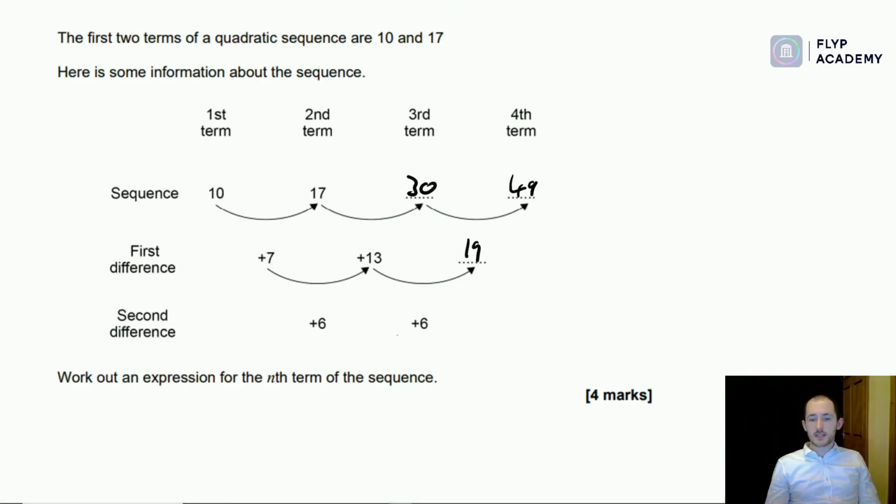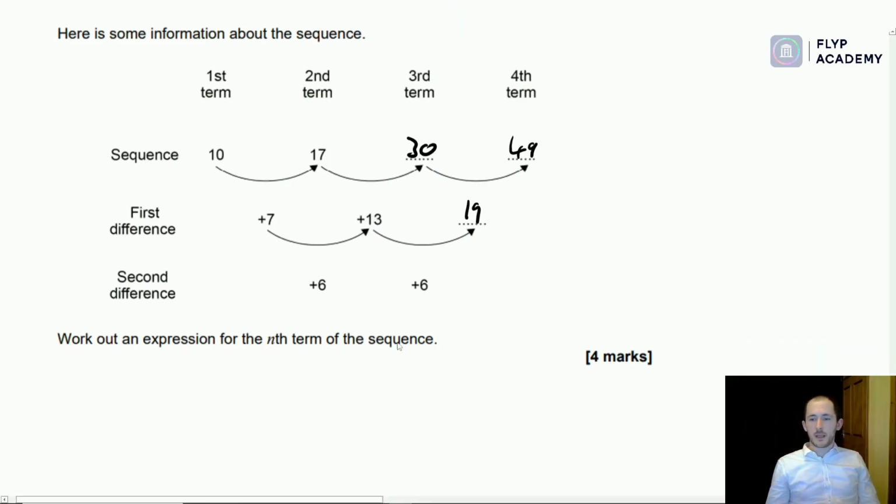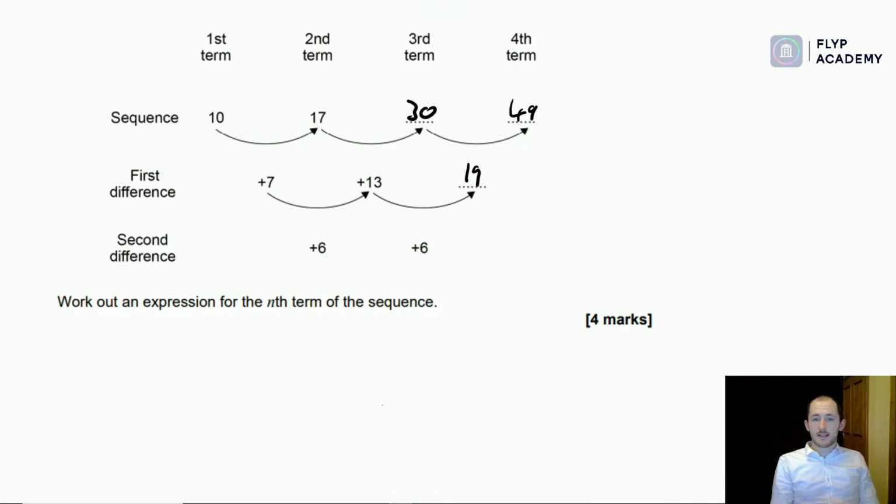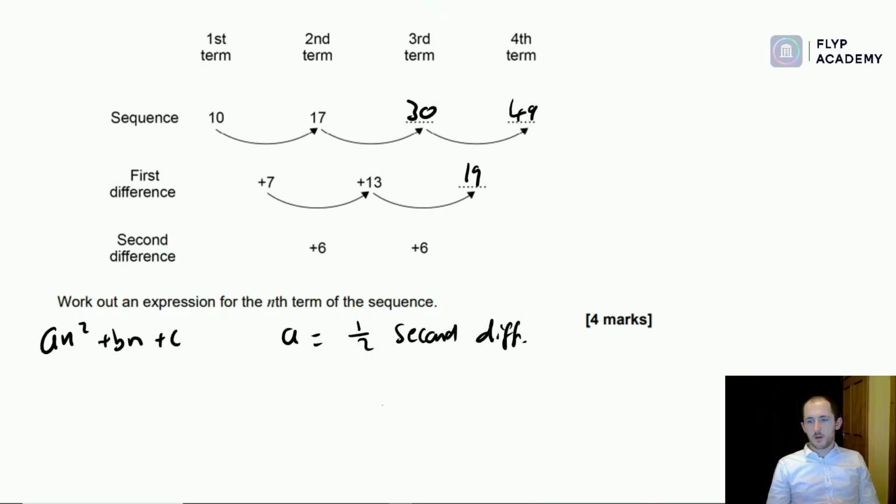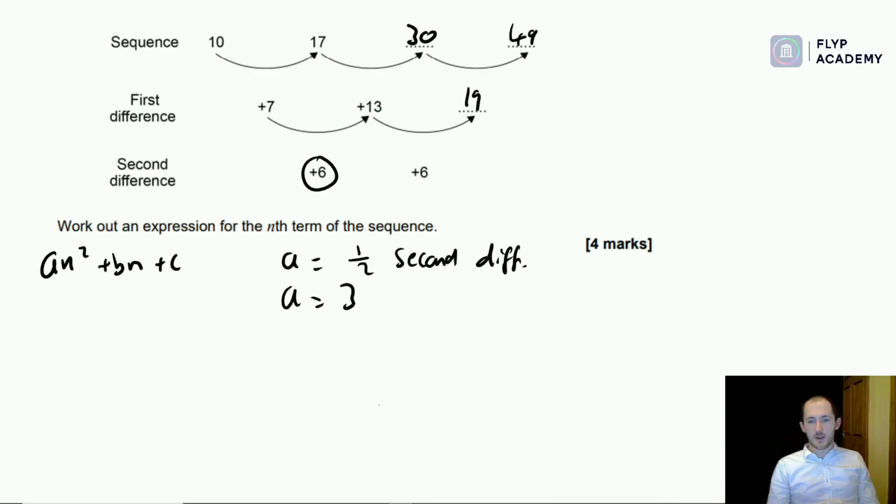So we need to deduce or work out an expression for the nth term. So, since it's quadratic, it's going to look something like this. Now, a is always half the second difference. So in this case, it's going to be half of 6, which is 3. So now we have 3n squared plus bn plus c. And the way I like to do it is basically use simultaneous equations, right?